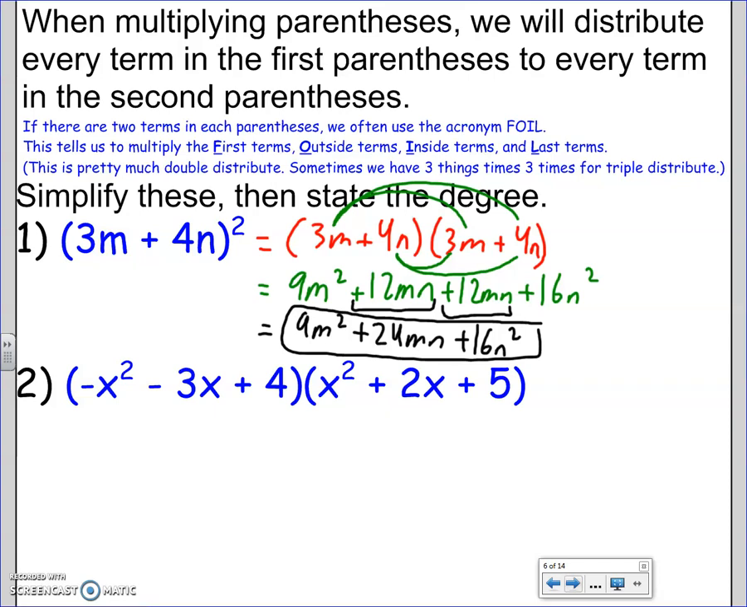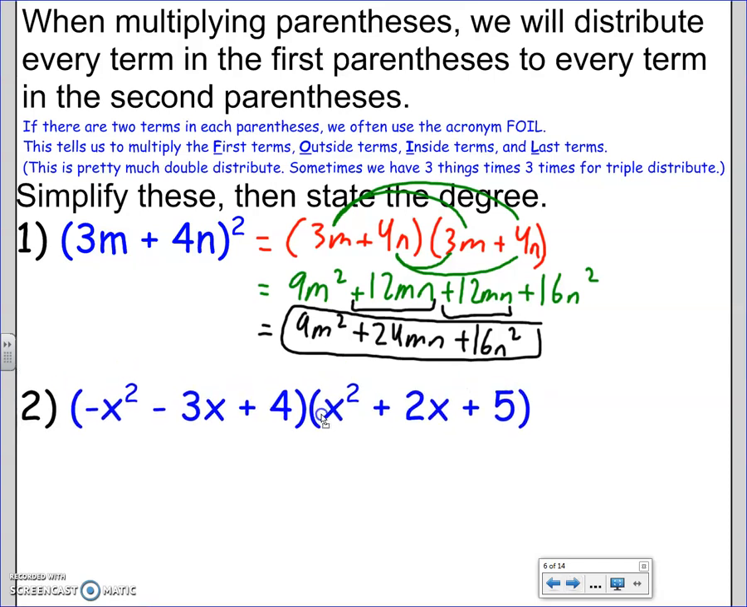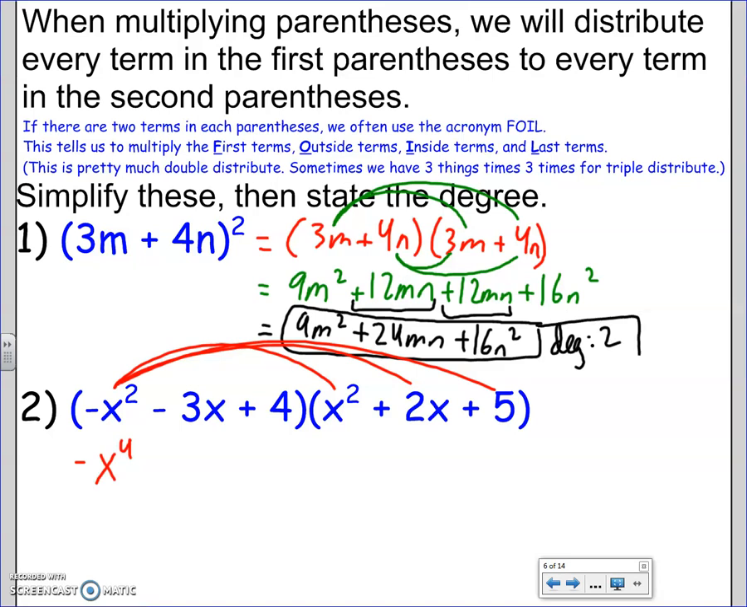Alright, down here, this one's a little longer. There's 3 times 3 things. You can't really FOIL, but you'll triple distribute. So I'm going to do this first thing, negative x squared times all 3 of these. I'm actually getting 9 things here. So I'm going to get negative x to the 4th power. Oh, let me say the degree. This one has a degree of 2. All 3 terms have a degree of 2. So negative x to the 4th power, negative 2x to the 3rd power, negative 5x squared.